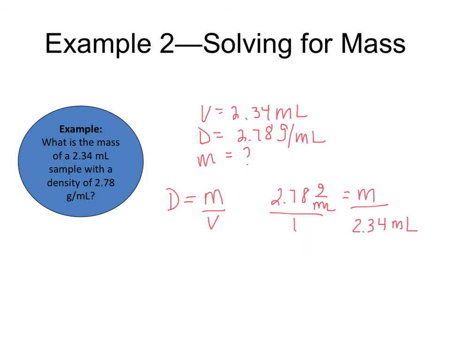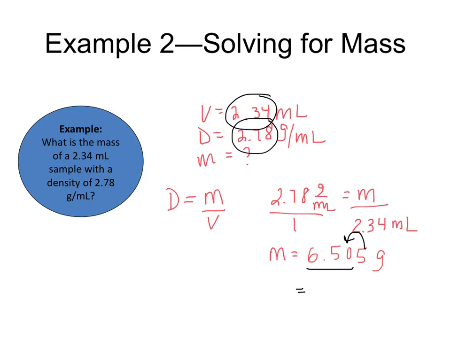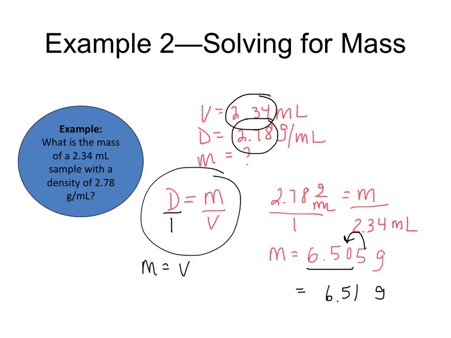Just put that over 1. And I'll get mass is equal to 6.5052 grams. Once again, if I go back to my starting values, they both have 3 sig figs, so I want my answer to be 3 sig figs. That 5 is going to change that 0, and my answer is really 6.51 grams. Now you could manipulate the equation before plugging in the values, and in that case, if you looked at the equation over here, we would say that mass is equal to V times D.